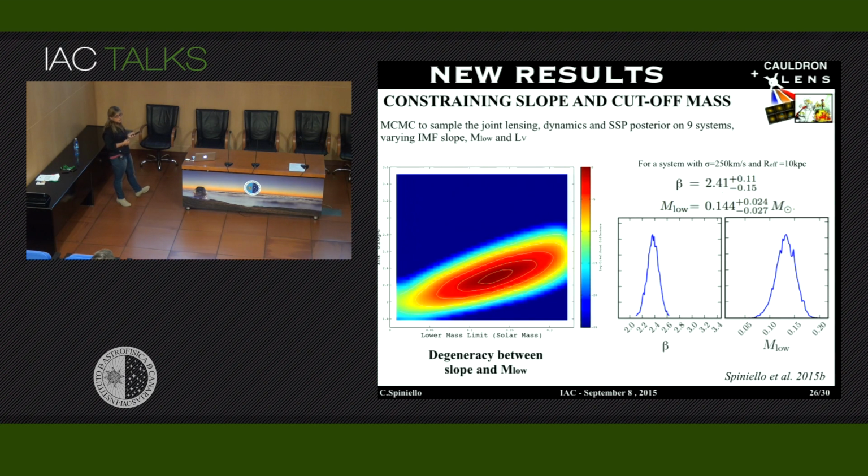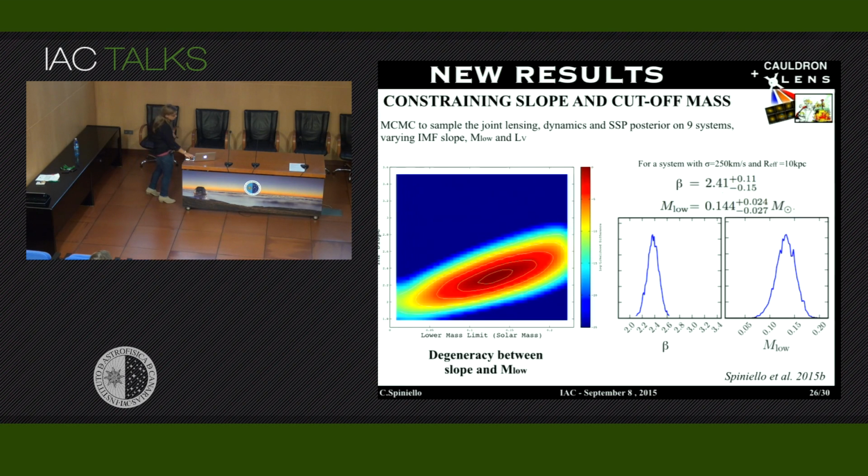There's no way that massive galaxies can match a Milky Way-like IMF at the low mass end. And this is 250 kilometers per second, which is the lowest velocity dispersion we analyzed. Okay? And then the cutoff mass, as I said already, is higher, but still consistent with some of the ones that different codes are using.